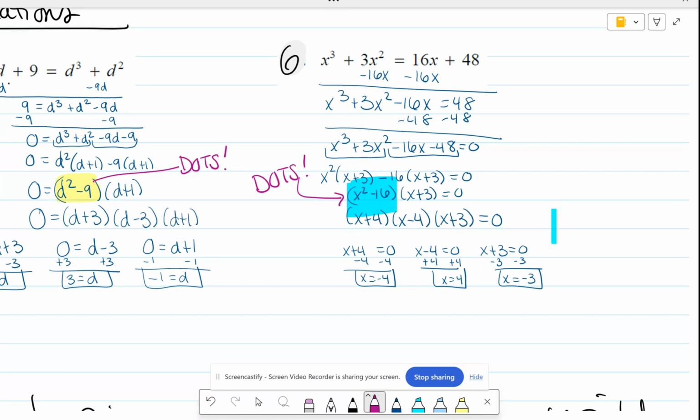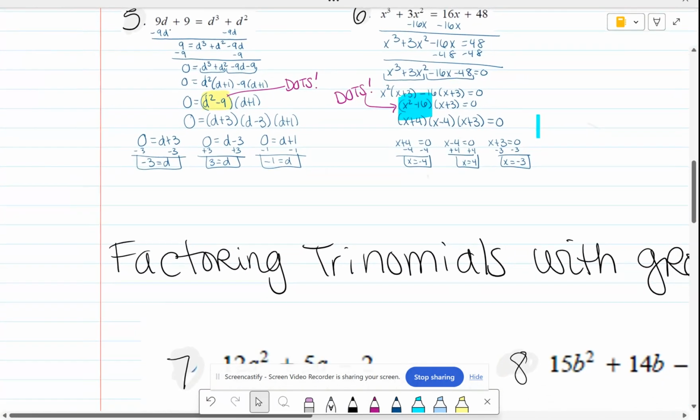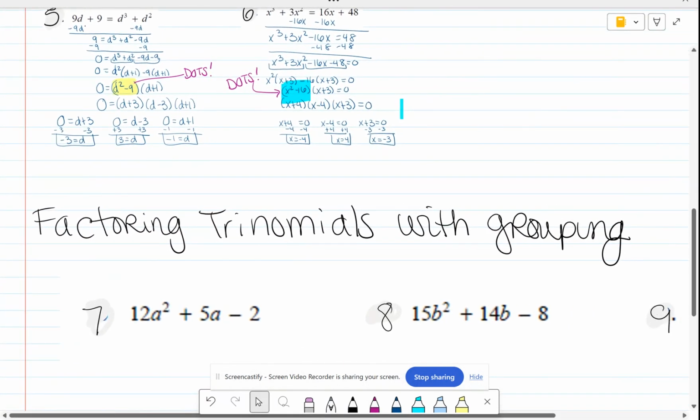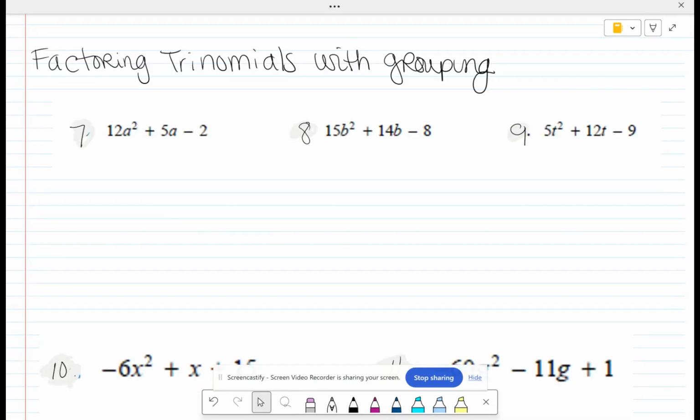So that's factoring by grouping when you have 4 terms. What we'll get into next is factoring trinomials with grouping. So far, you've been using generic rectangles and the diamond problem to factor trinomials, but you can also use grouping. For many of you, after a while, this is going to be your preferred method for factoring instead of drawing the generic rectangle.